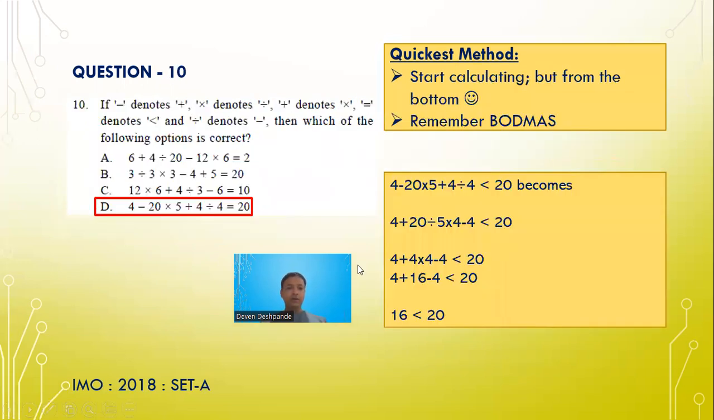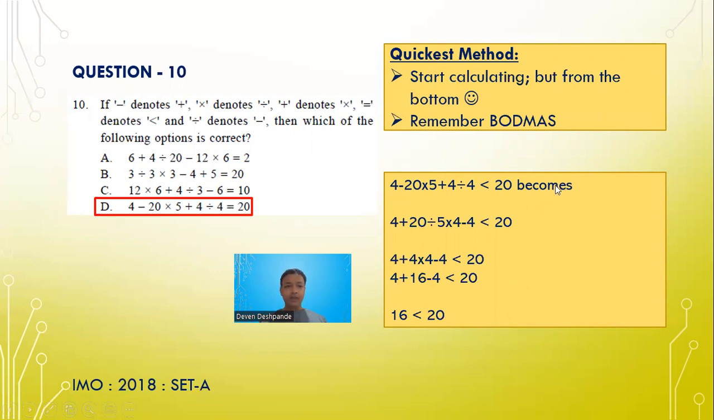Okay, next one. If minus denotes plus, multiplication denotes division, plus denotes multiplication, equal to denotes less than, and division denotes minus, then which of the following options is correct? So start calculating, but from the bottom, isn't it? You start calculating but from the bottom. And remember BODMAS. So 4 minus 20 into 5 plus 4 divided by 4 is less than 20.